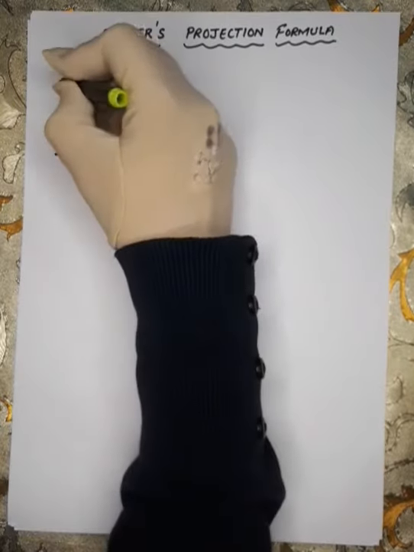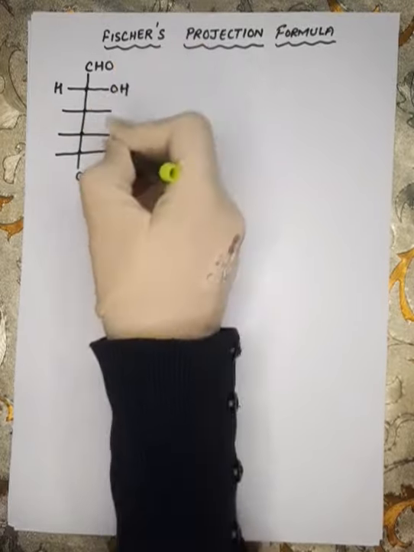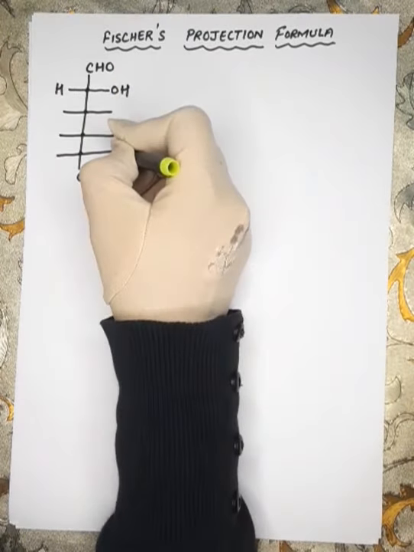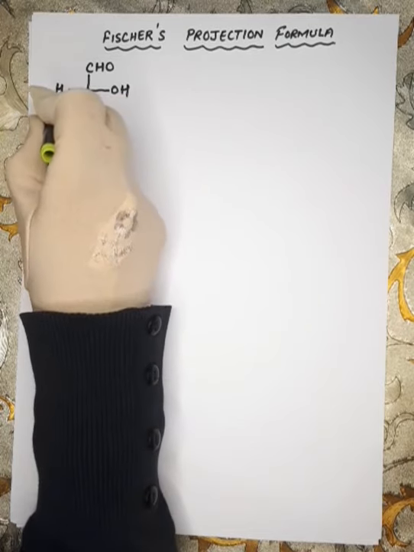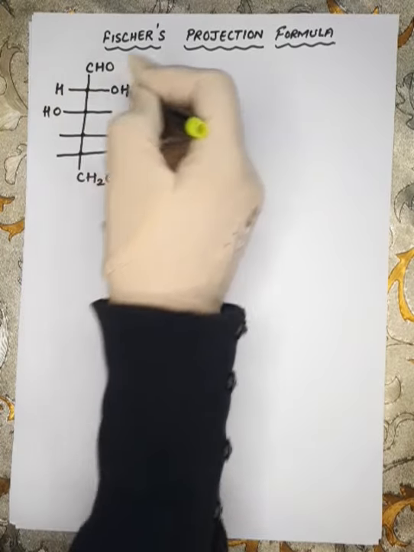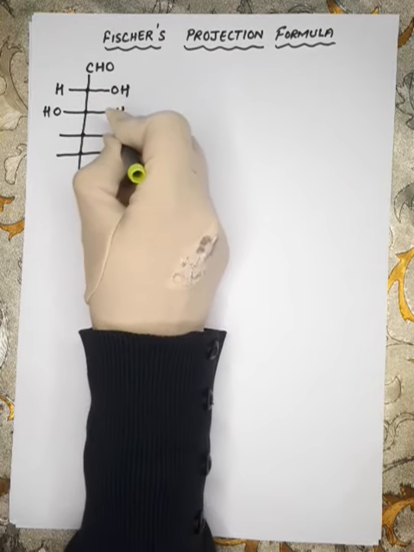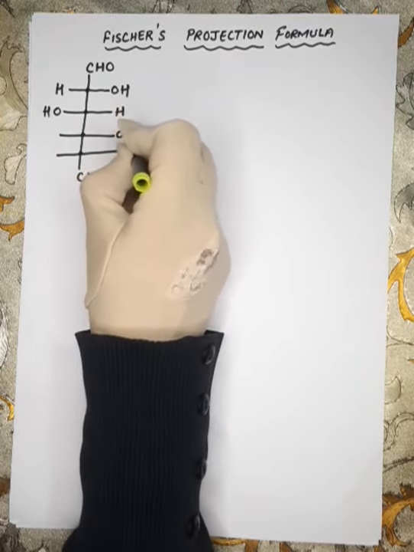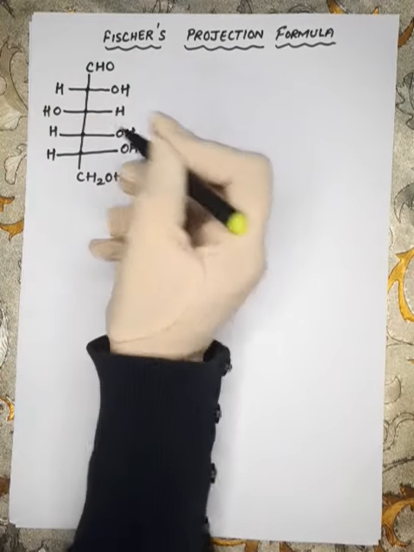So there is presence of H and OH. All the OH groups will be present on the right hand side only, except this third OH, which will be on the left side because of stereochemistry. And in the 3D view of the molecule, these OH are on the right and this is on the left.